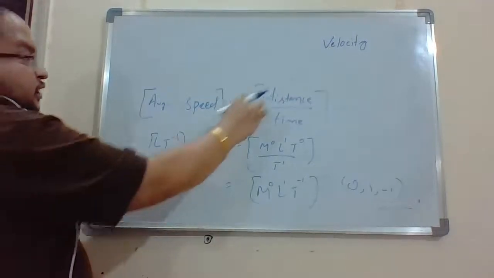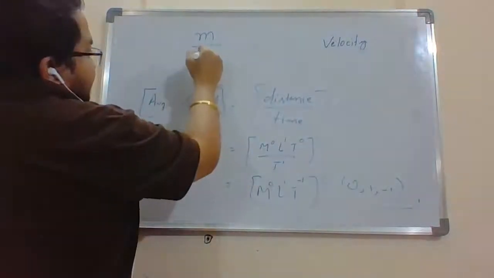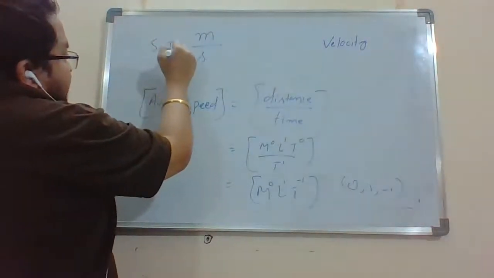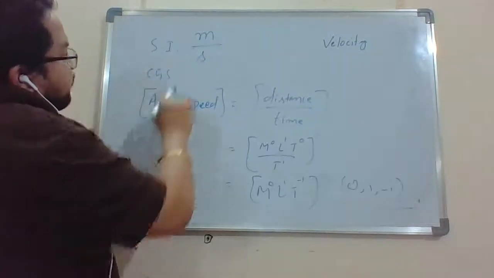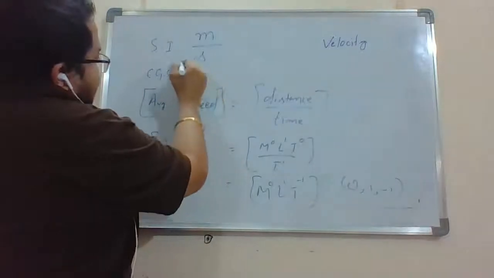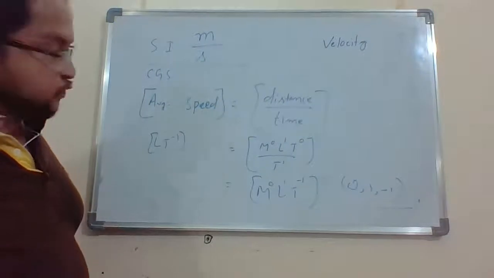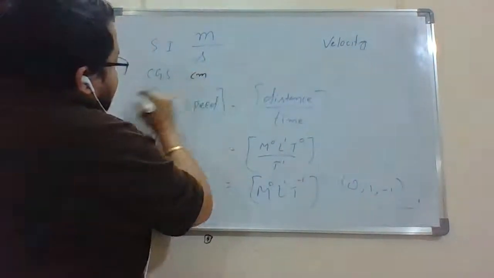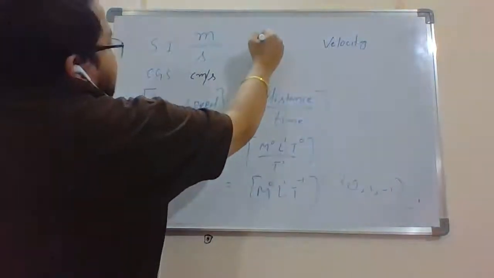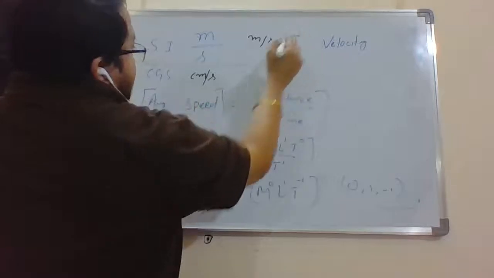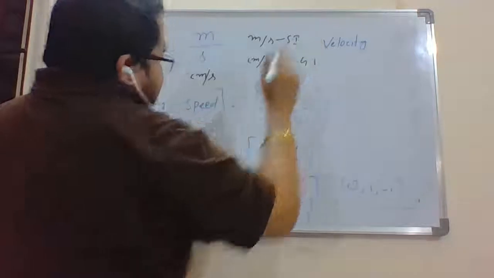Units, very simple. Distance is measured in meter, time in second. So your SI unit would be meter per second. What would be the CGS unit? In CGS, distance is measured in centimeter, time in second. So you can say meter per second in SI, and centimeter per second in your CGS system.